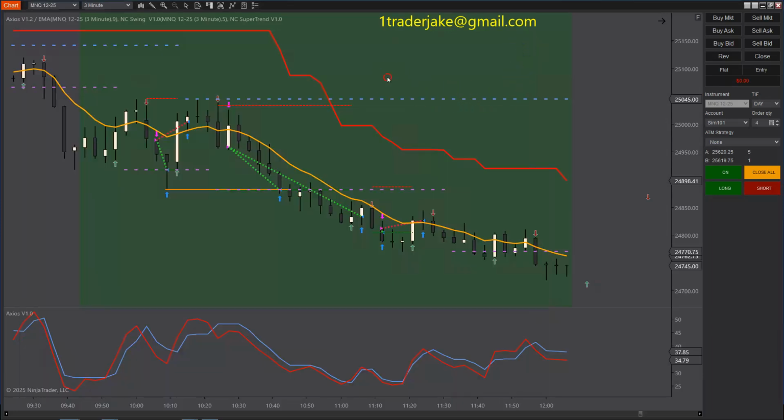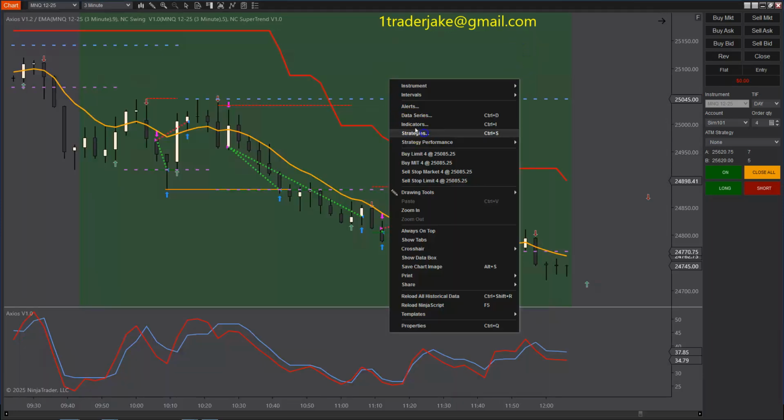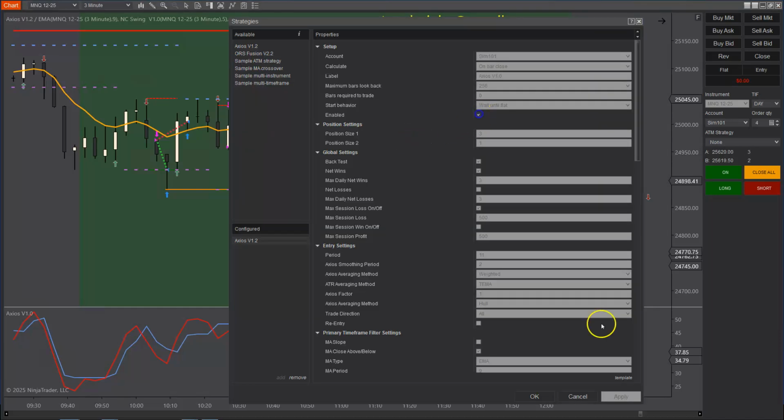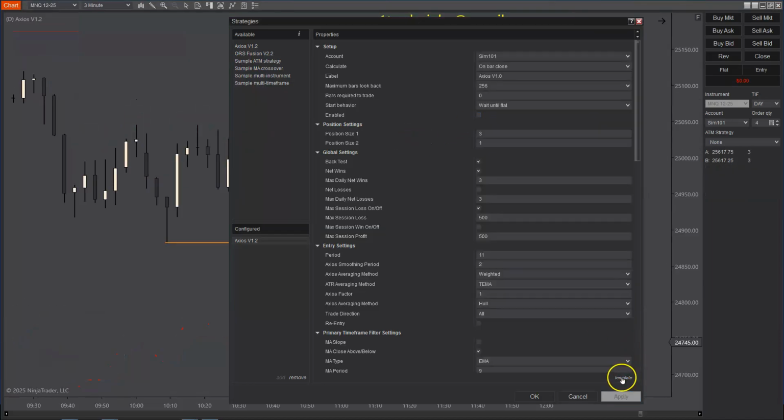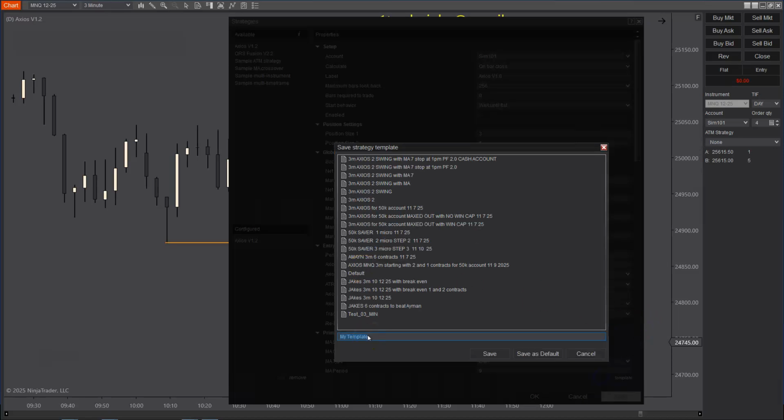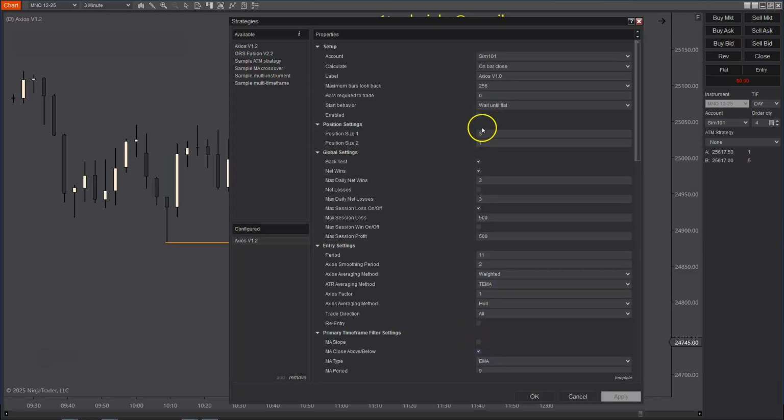I like these settings, so I'll right click, go to strategies, disable the strategy for a moment, and click template, save, and then I'll name it Axios video. You can see I do a lot of work with this optimizing stuff. 11, 11, 25. So if anybody signs up and they want these exact settings, just let me know. I can send you these exact settings. But let's keep playing around with it.